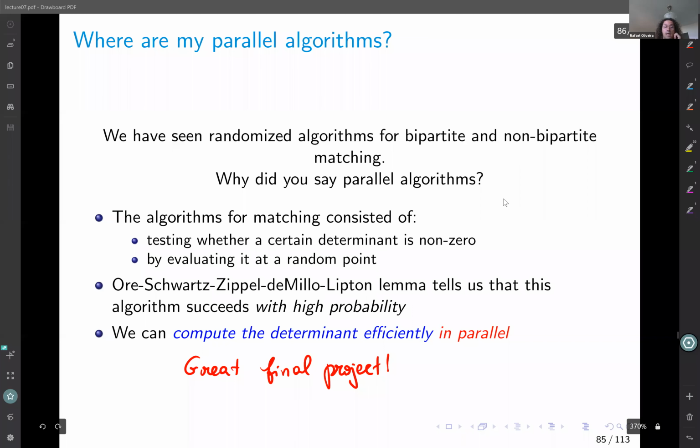All right, so now we saw that, if you believe me that we can compute the determinant efficiently in parallel, then you get right away a randomized parallel algorithm for deciding bipartite and non-bipartite matching. So this is pretty cool, because sometimes we do want parallel algorithms, and all the other algorithms that you learned in class, even for the bipartite matching problem, do not run fast in parallel. They're sequential algorithms. So this is just one cool application to parallel computation.